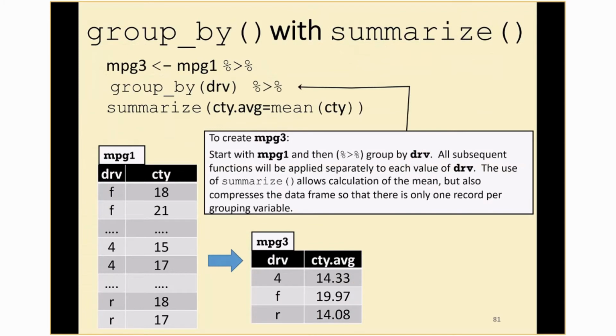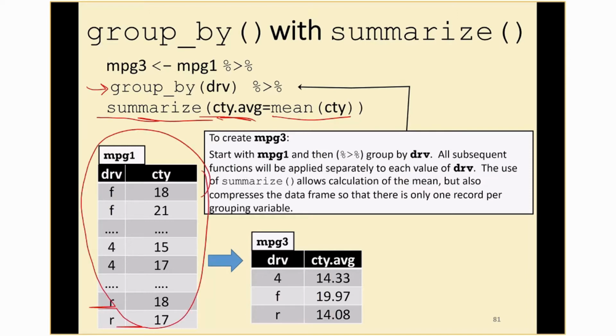I say I want to make summary statistic city average, which is equal to the mean of city. But I want it done separately for the three different drives. So I start off with this really big data frame, MPG1, and I wind up with MPG3, which is very much a summary data frame.